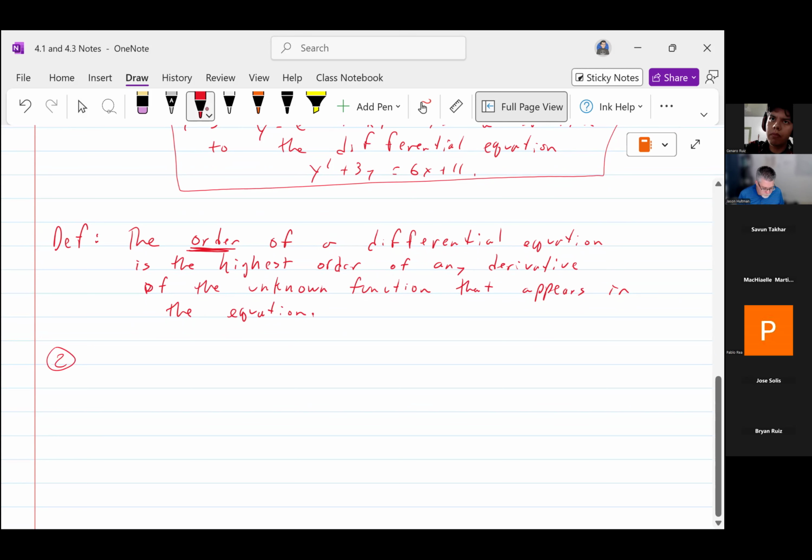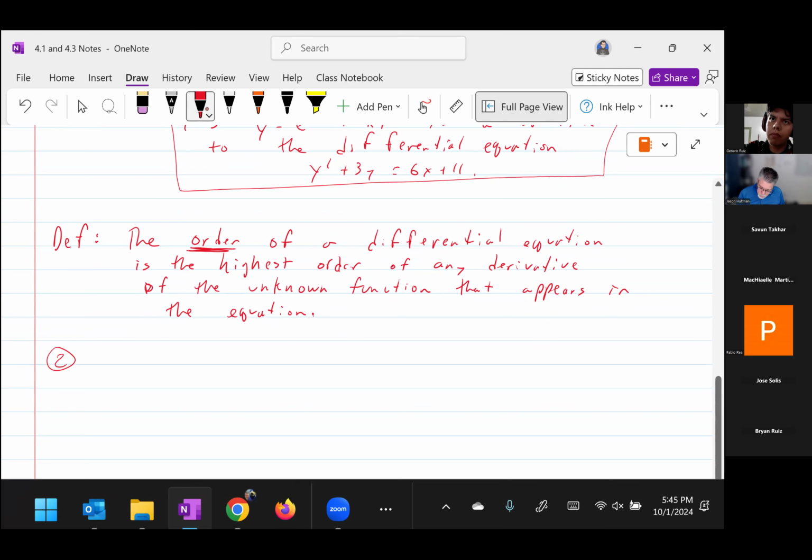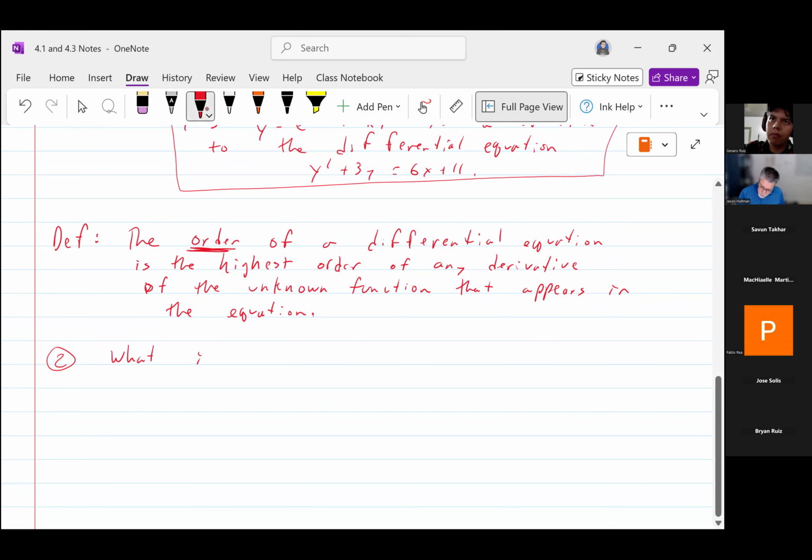Number 2. What is the order of the following DEs? Okay, and if you see DE, it just means differential equation. It's just a shorthand for a differential equation. Okay, what is the order of the following differential equations? So we're looking for the highest derivative.